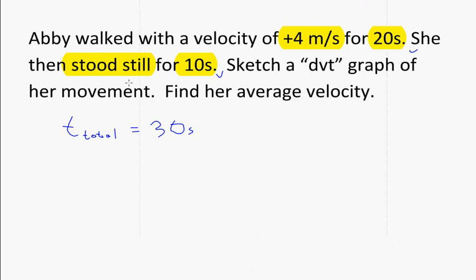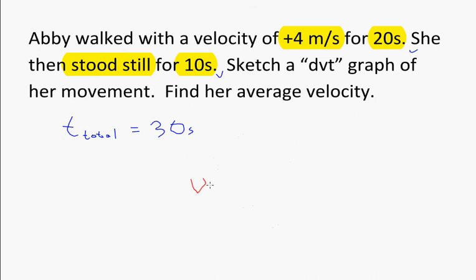So she's going to stand still for 10 seconds. Now, for those of you guys who remember your d versus t graphs the other day, if you stand still, your d versus t graph is going to look like this. So at the very end, these last 10 seconds, she's not going to move. So let's find out how far she moves in the first 20 seconds.